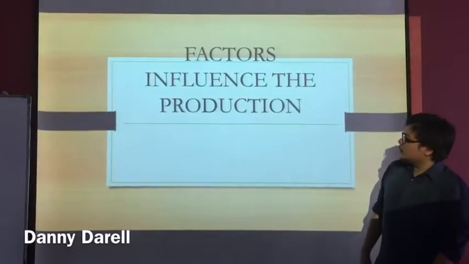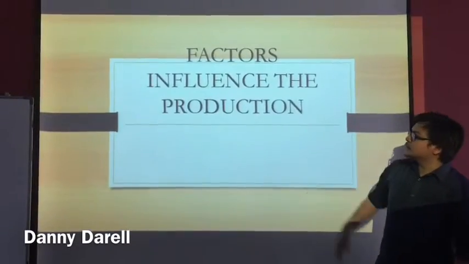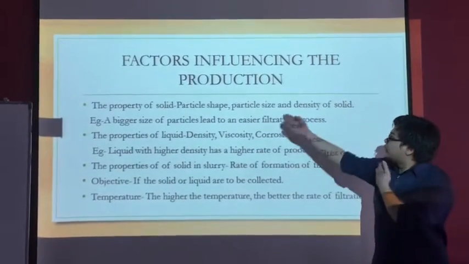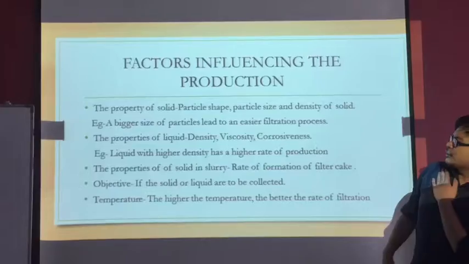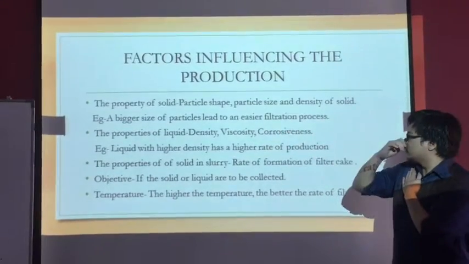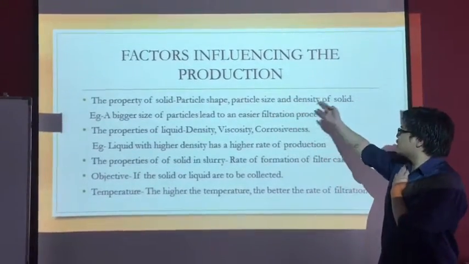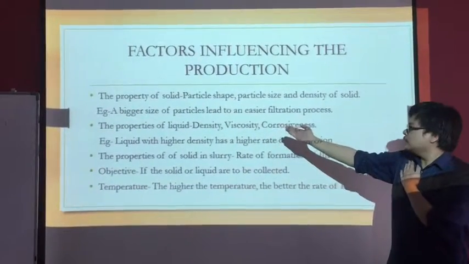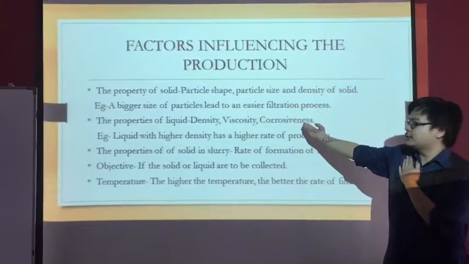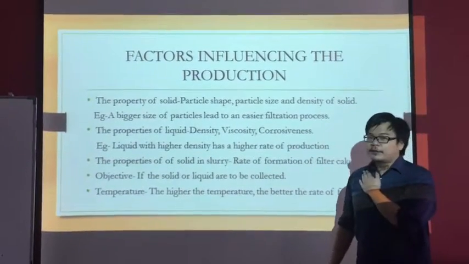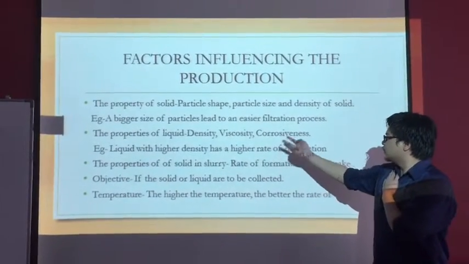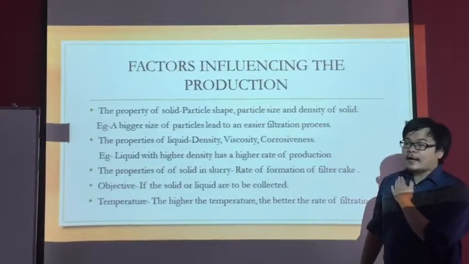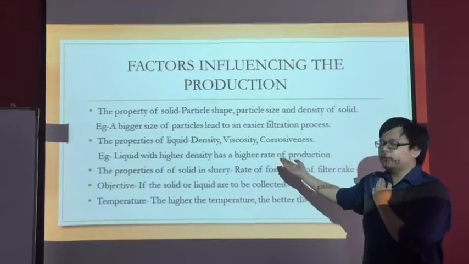My name is Dylan Taylor, and I will be presenting what factors influence the production. So, the factors influencing the production, first is the property of solid. For example, the particle shape, size, and density of solid. It means that with a bigger particle size, there will be an easier filtration process. Next is the properties of liquid: the density, viscosity, and also the corrosiveness. For example, a liquid with a higher density will have a higher rate of production.